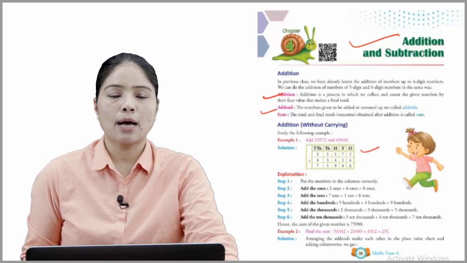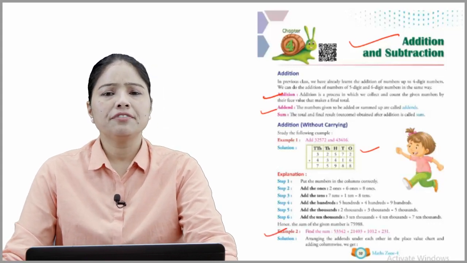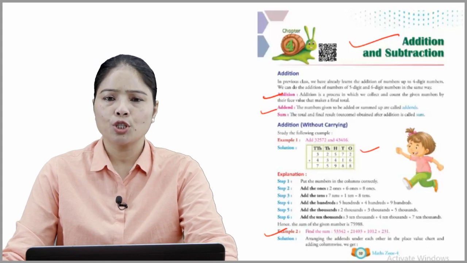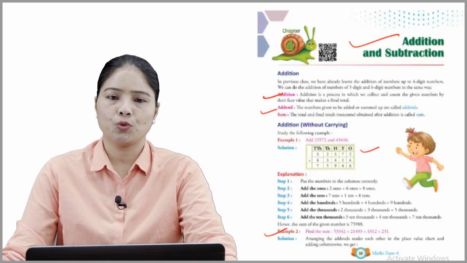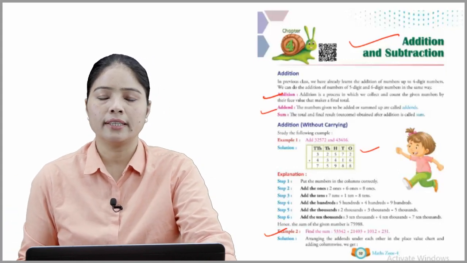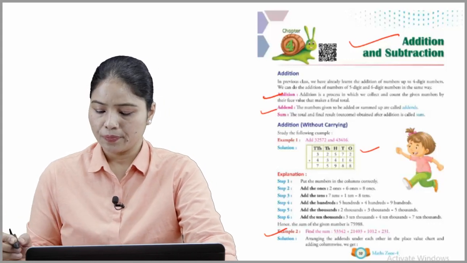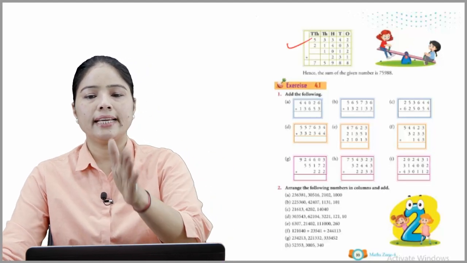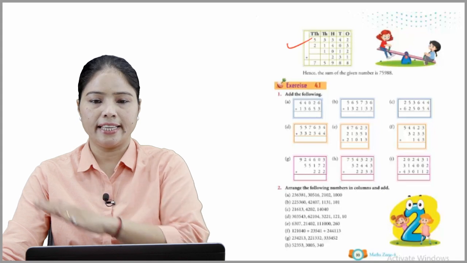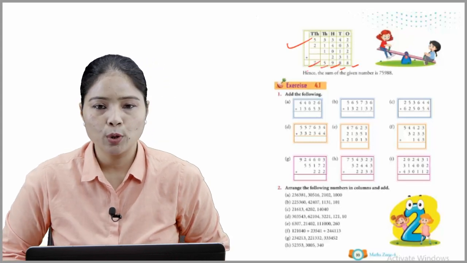Now, see example number 2. Find the sum. 53342 plus 21403 plus 1012 plus 231. Solution. Arranging the addends under each other in the place value chart and adding all column wise we get. Okay, ये हमने column wise में करा. Hence the sum of the given numbers is 75988. कैसे? पहले ones की place को add करा, then tens, then hundreds, then thousands and then ten-thousands. I hope you understood well.